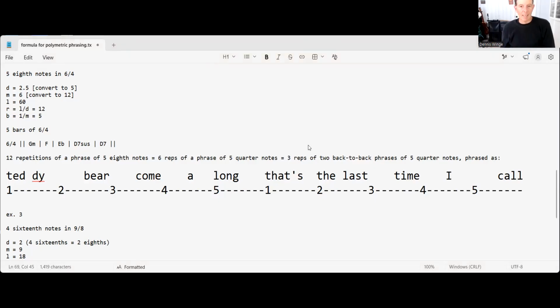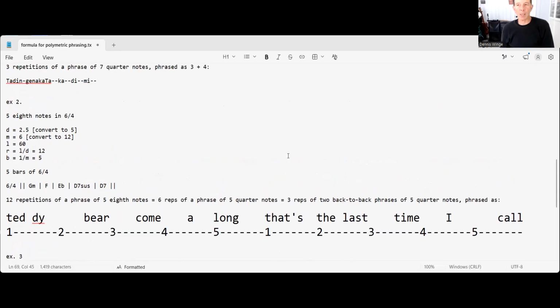So in case your head is spinning, I'm going to explain one more time. We need 12 phrases of 5 eighth notes. 12 times 5 is 60. That's a total of 60 eighth notes. So what I decided to do is have one phrase of 10 quarter notes. 10 quarter notes is the same as 20 eighth notes, and we're going to repeat that phrase 3 times, and there's our 60. All right, so here's what it's going to sound like.